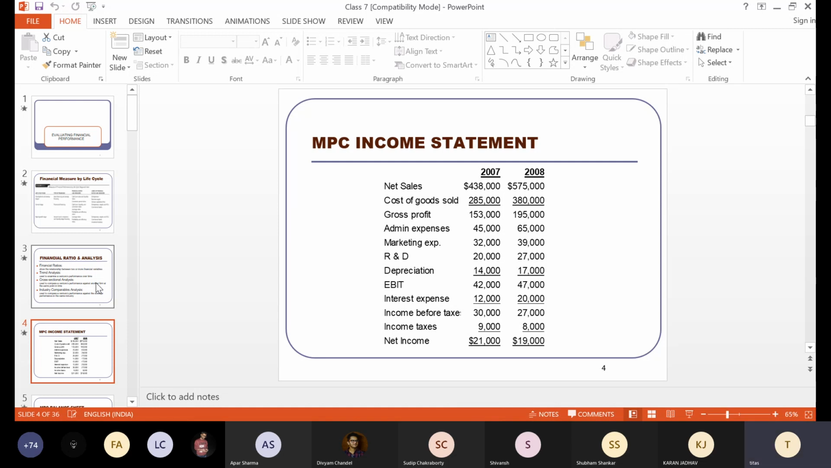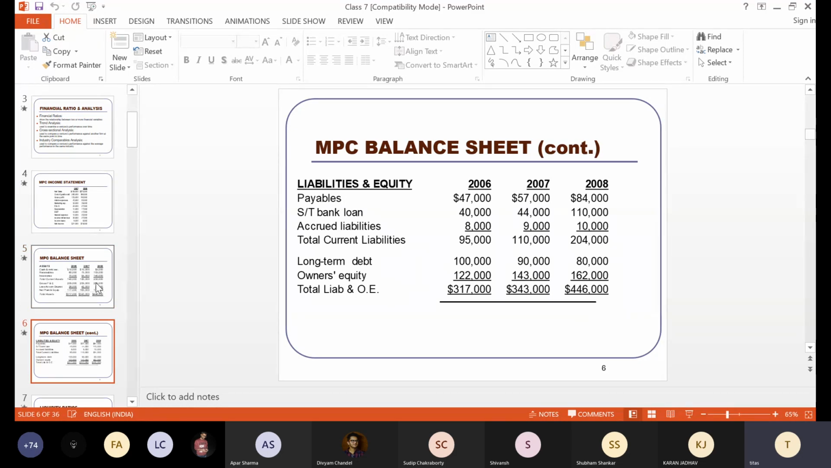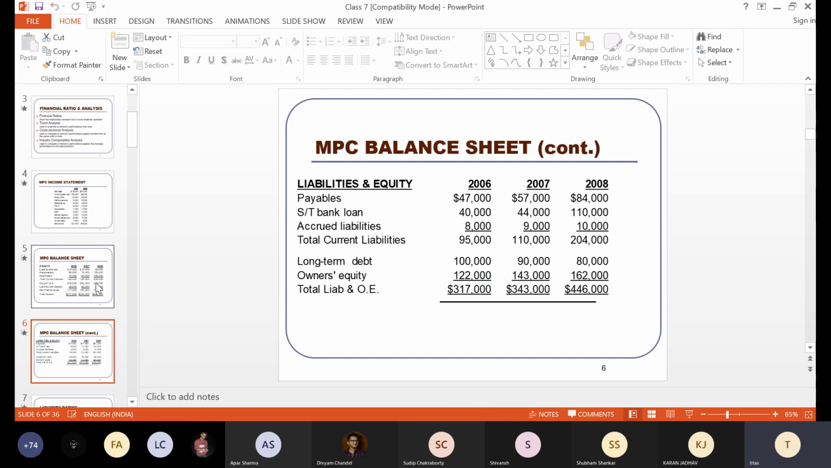Okay. So here, one company called MCP, its 2 years data is given. You can see 2 years income statement is given. And these are the balance sheets of 3 years of that company. From these only, the ratios have been calculated and shown here. This is the asset side of the balance sheet. I am going to share it after the class. And these are the liability side of the balance sheet.